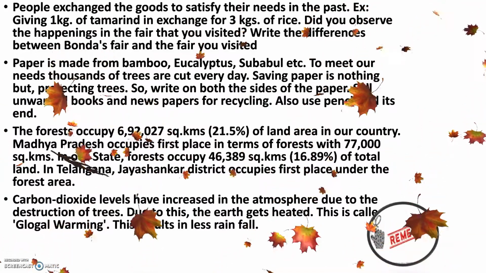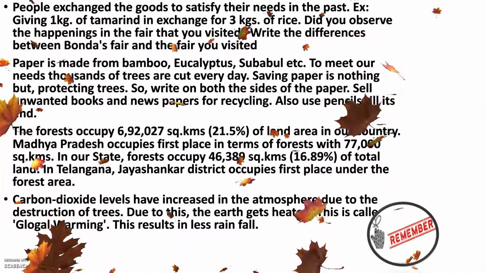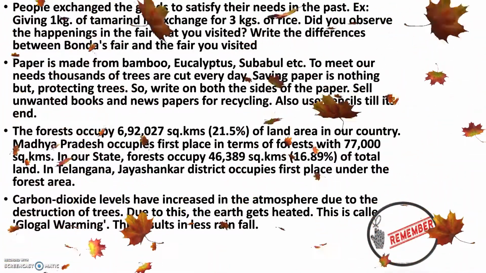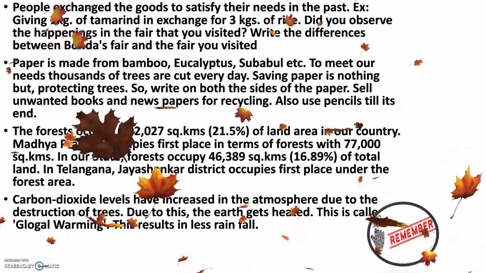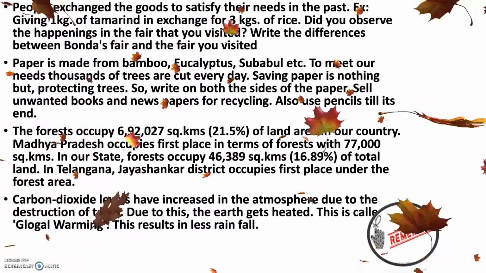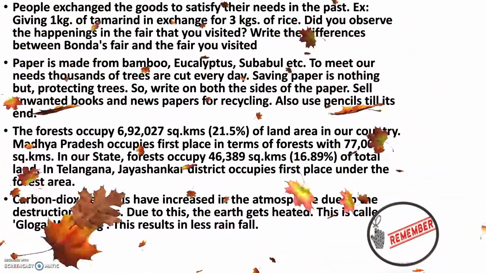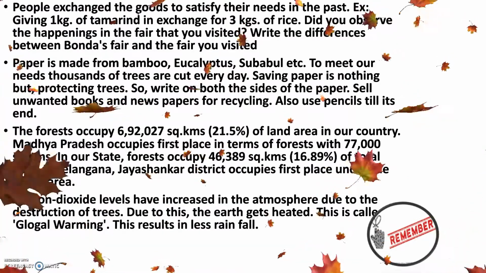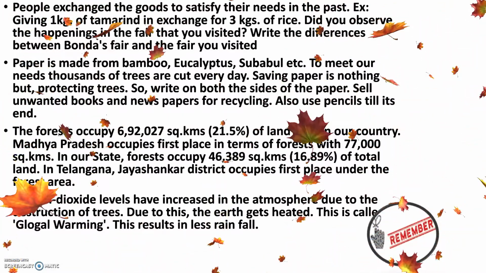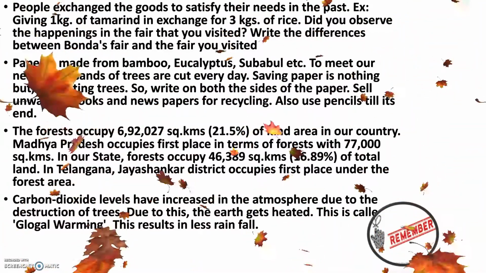And the last one, but not least, let you know about the forest, how much forest is there in our country. Only 6,92,027 square kilometers. That means 21.5% of the land area is occupied by forest. As you know, Madhya Pradesh occupies the first place in forest. Okay, children. Now in our state, Telangana, forest occupies only 46,389 square kilometers.